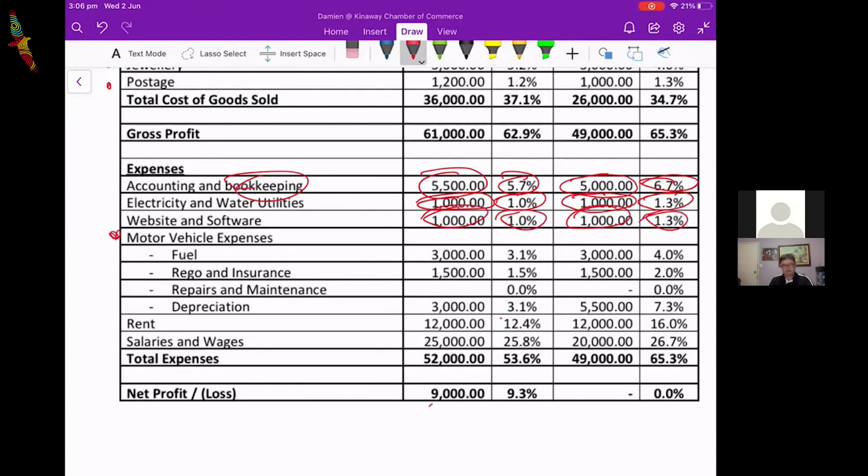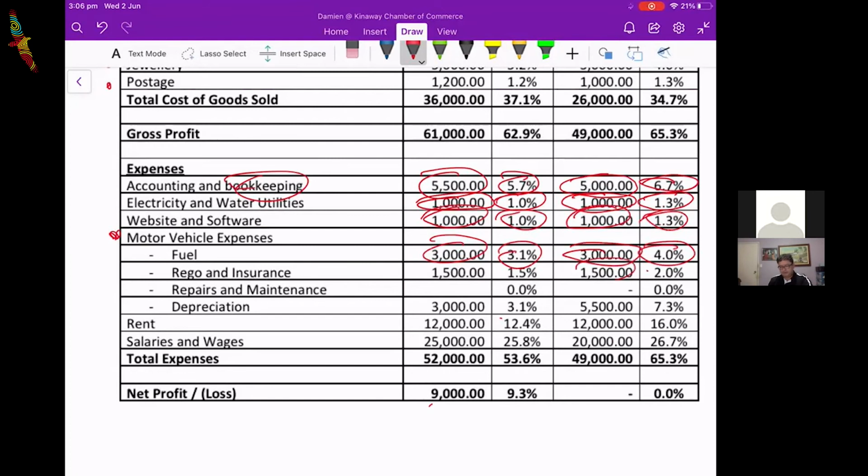Motor vehicle expenses. Let's have a look. Again, $3,000 for fuel, $3,000 in 2022 for fuel. So no change in the value, but as a total of sales, it's come down because our total sales has increased, but the cost hasn't. That's why it's come down as a percentage. Sales have gone up, but the cost has remained unchanged. Therefore, the percentage has come down.